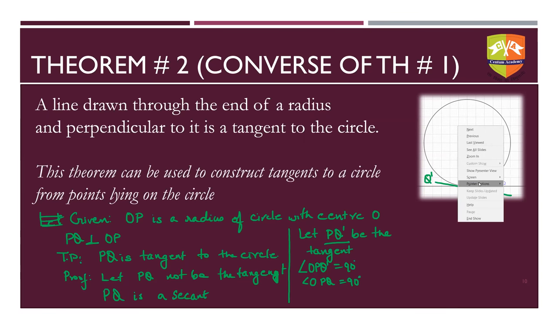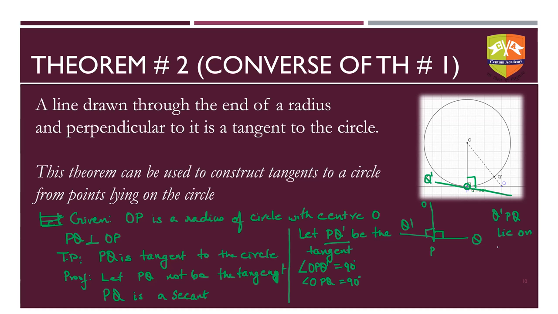So there are two possibilities. What are the two possibilities? Let's say this is O, this is P. Either Q dash is on this side, opposite to Q, and you are saying this is also 90 degrees and this is also 90 degrees. Then by linear pair, I can say Q dash, P and Q lie on a straight line. Yes or no?